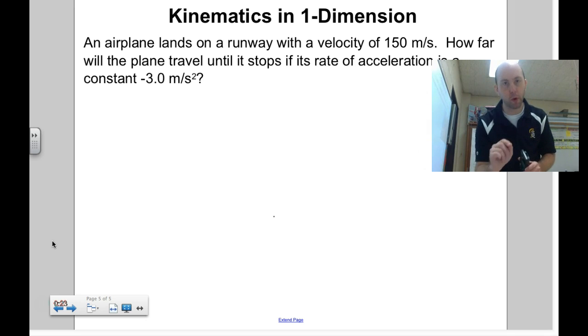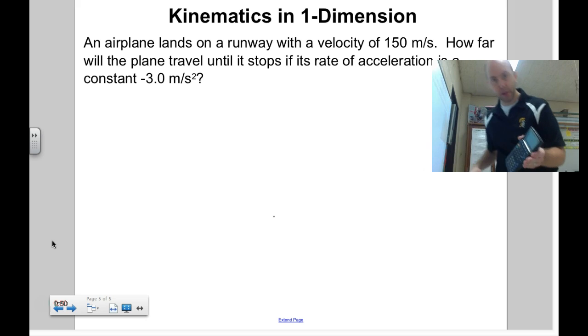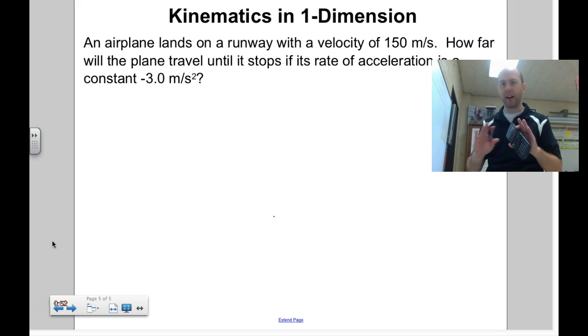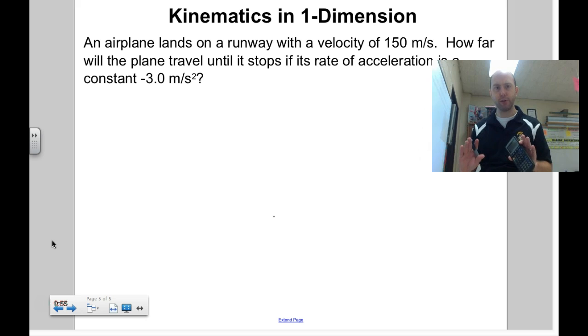Okay, so important. So in this example, it says an airplane lands on a runway with a velocity of 150 meters per second. How far will the plane travel until it stops if its rate of acceleration is a constant negative 3.0 meters per second squared? Whenever I solve any problems in physics, what I like to do is write out all my knowns and unknowns. So I'm going to do that right now. This is a very useful technique.